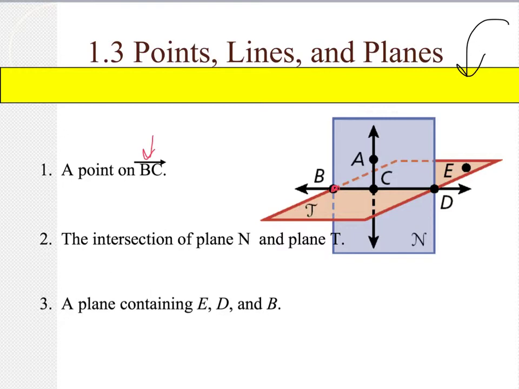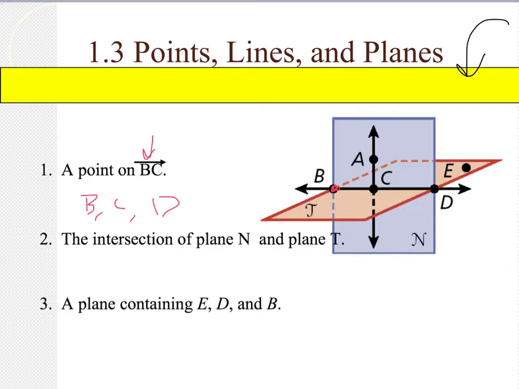So, what is a point on ray BC? I will take 3 different answers. I will take B, I will take C, and I will take D. So, B, C, and D, if you would have labeled any of those, I would have taken those as correct. The intersection of plane N and plane T. So if we look at this, plane N and plane T, what is going to be at the intersection of plane N and plane T?